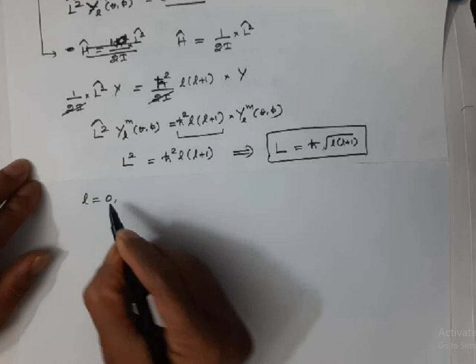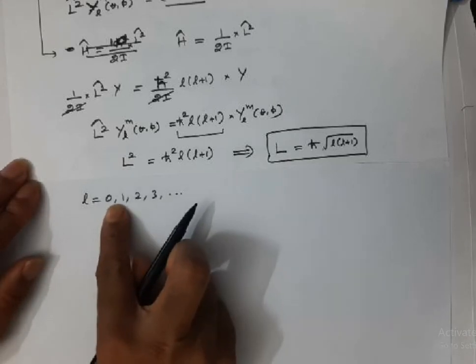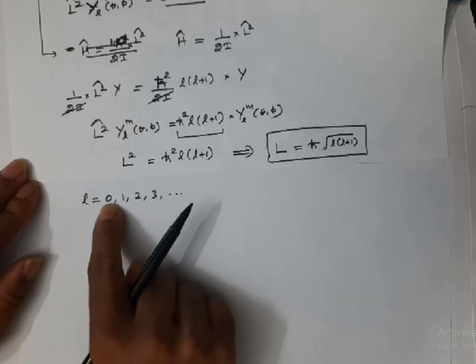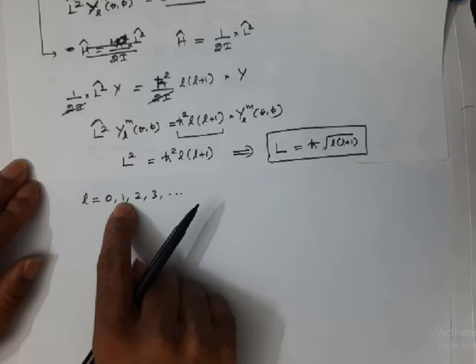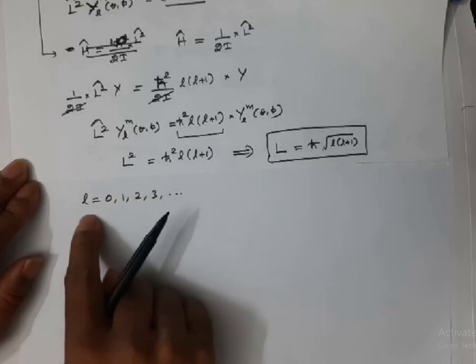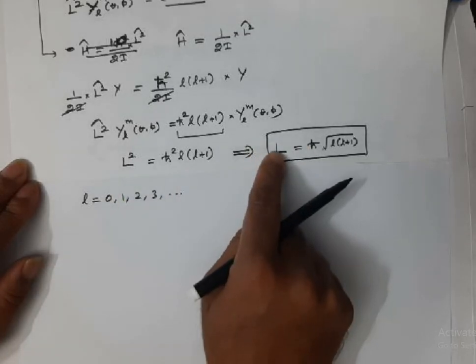L can take values 0, 1, 2, 3, etc. Values like 0.1, 0.2, 0.3 are not allowed. The first value is 0, the second value is 1, then 2, then 3. So these are the allowed values for L. If I substitute a value here, I will get a definite value for the total angular momentum.